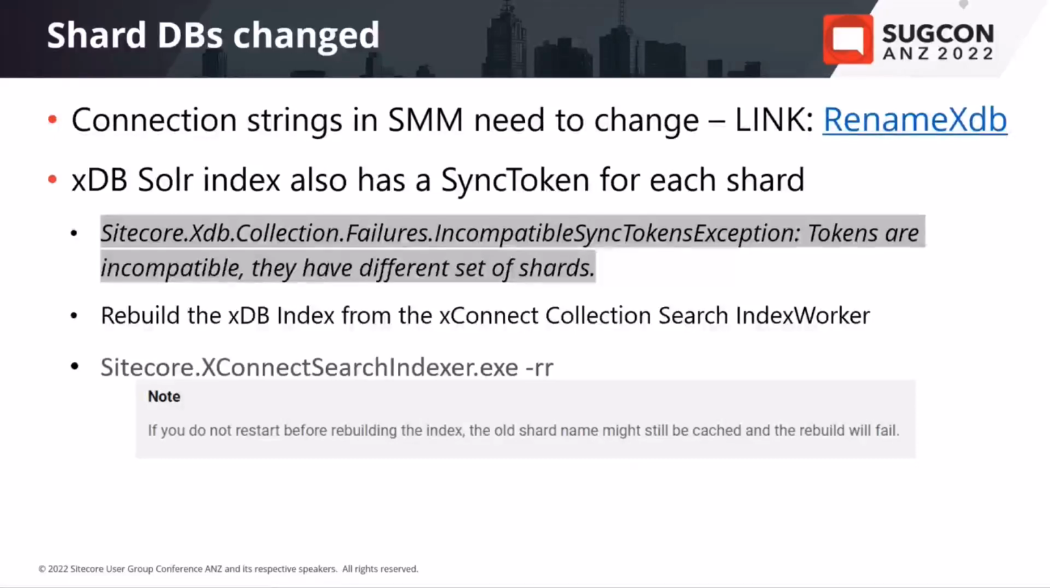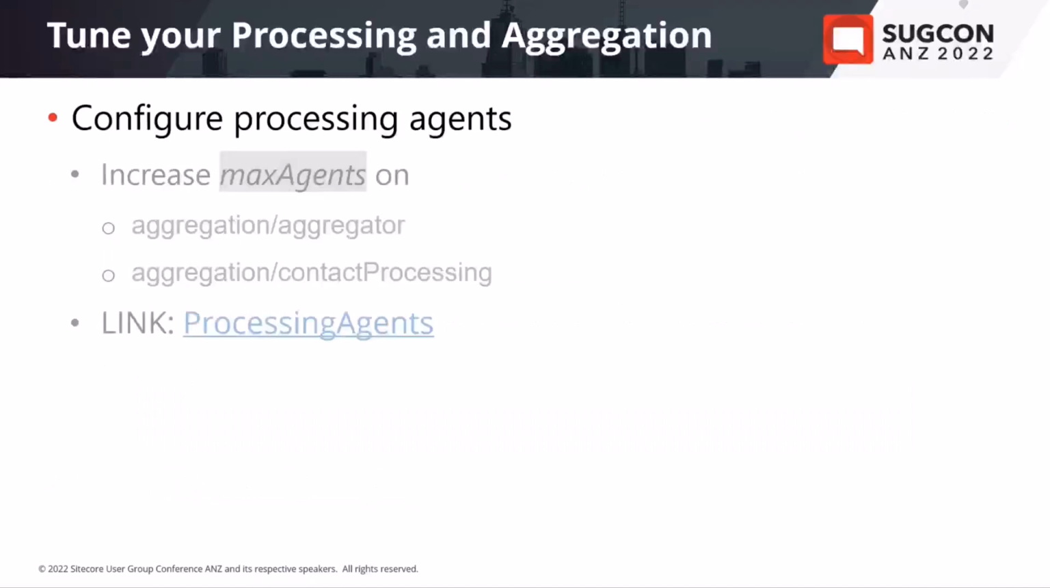In that case, what we need to do is rebuild the index. The information's on the screen there for how to do that. There is an executable that you can run to rebuild the index. With that as well, sometimes your analytics can fall a bit behind because of those connection strings or some misconfiguration. Also, it might be the case that you've just chosen the out-of-the-box configs and haven't actually tuned your instances.